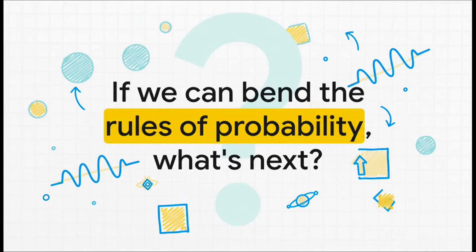So, we'll leave you with a final thought. QRS shows us that we can use quantum mechanics to basically manipulate probability itself. So the crucial point is, what's the next impossible barrier we can break?